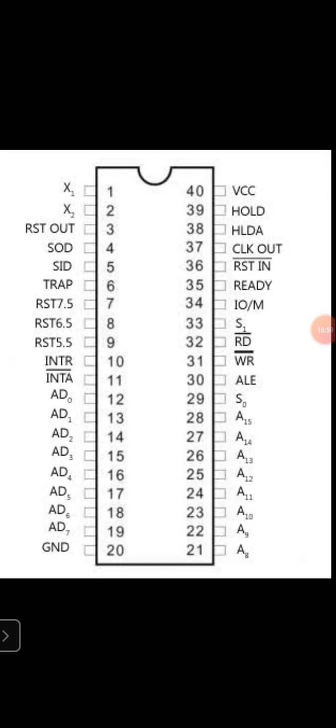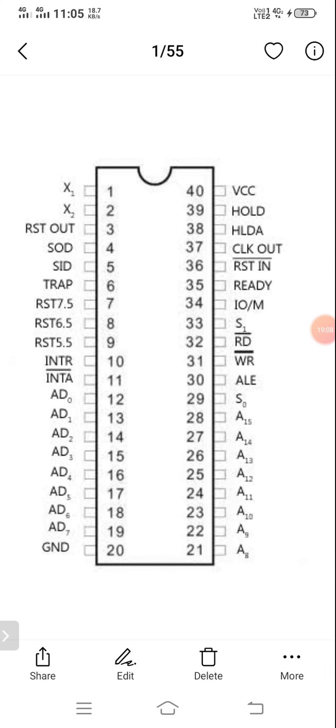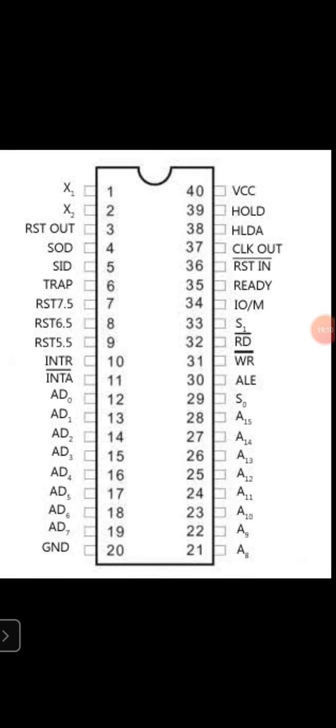Ground is also sometimes observed in terms of VSS. VSS is also the same as ground. Next, the ready pin.